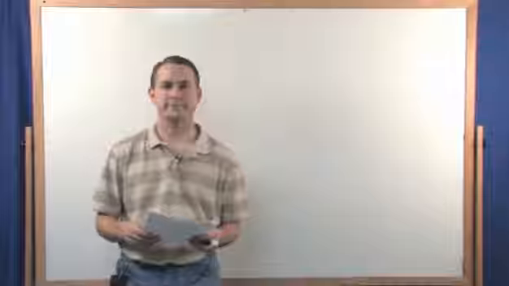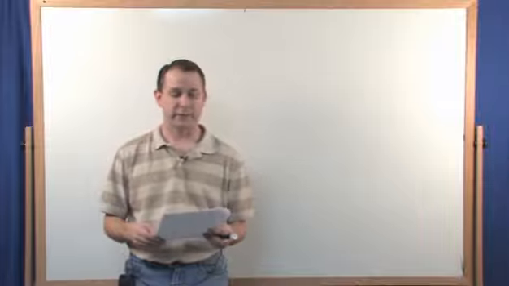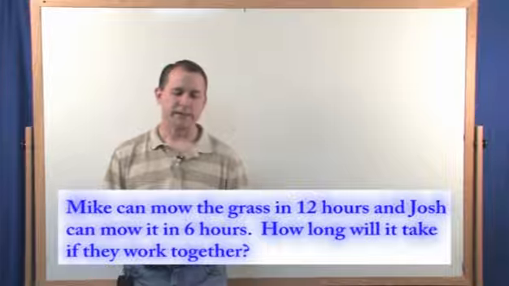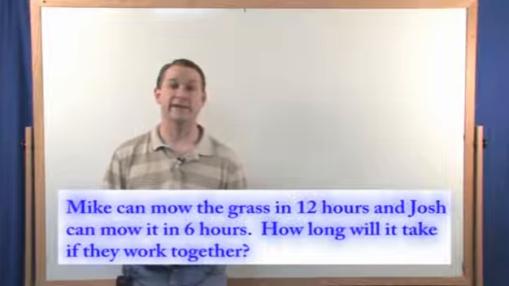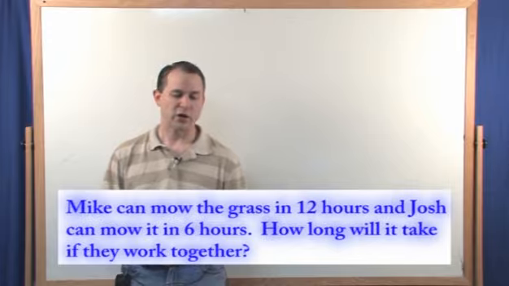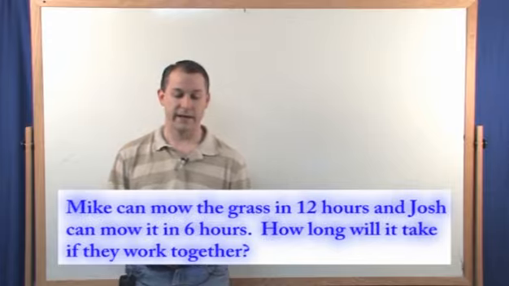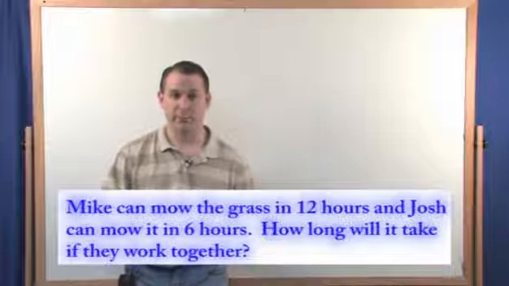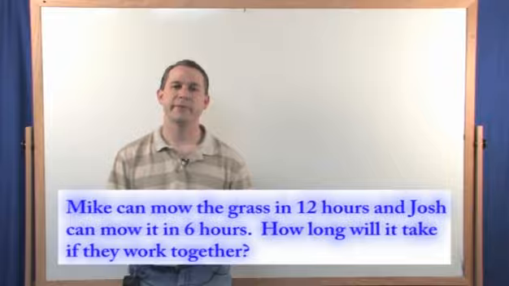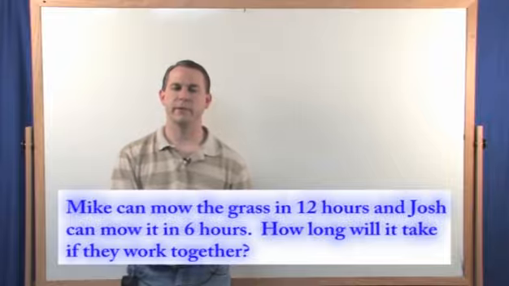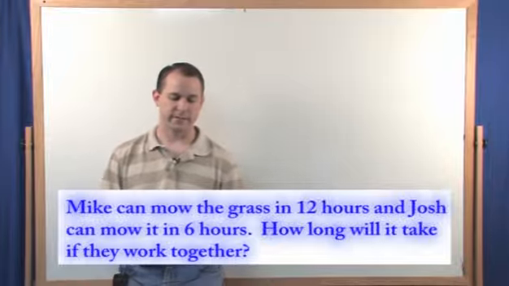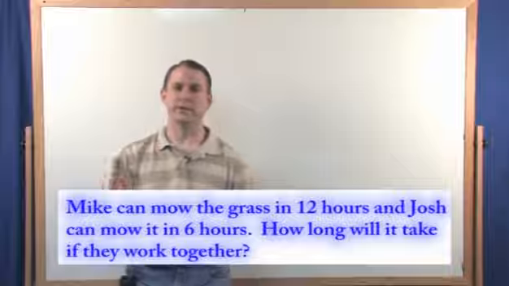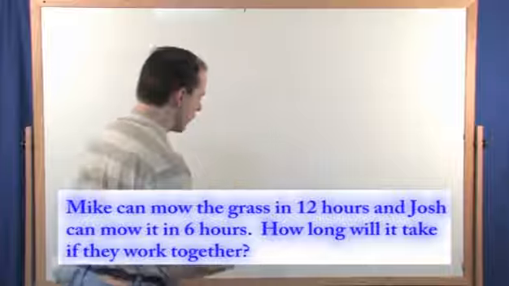Okay, the next problem goes like this. Mike can mow the grass in 12 hours and Josh can mow the grass in 6 hours. How long will it take to mow the grass if they both work together with separate lawnmowers? Same problem as before. This is really no different. It's just that we're mowing grass instead of doing what we were doing last time. So we have two people that can do it in different times, and we need to write our equation.